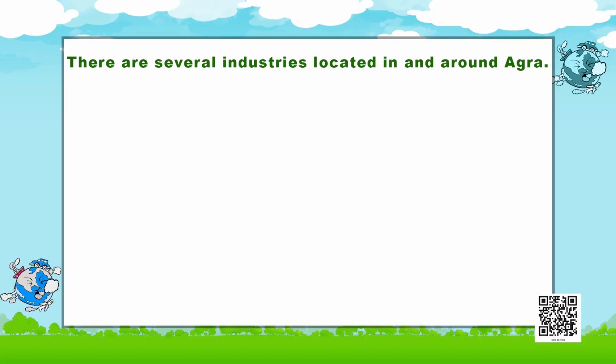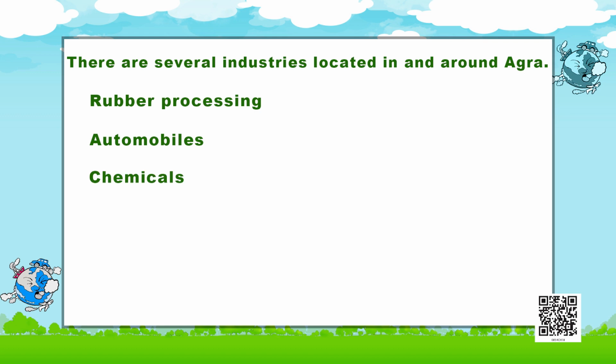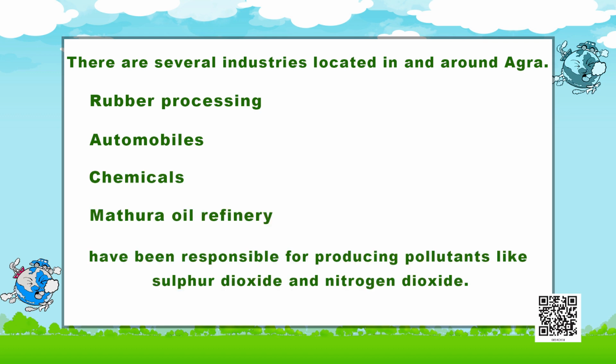You all have heard about the Taj Mahal. Taj Mahal is one of the 7 wonders of the world, and in the year 2020 alone, more than 4.4 million people visited Taj Mahal. Taj Mahal is located in Agra, Uttar Pradesh. The location of Taj Mahal has become a problem for itself. There are several industries located in and around Agra like rubber processing, automobile, chemicals and especially the Mathura oil refinery, which have been responsible for producing pollutants like sulfur dioxide and nitrogen dioxide.